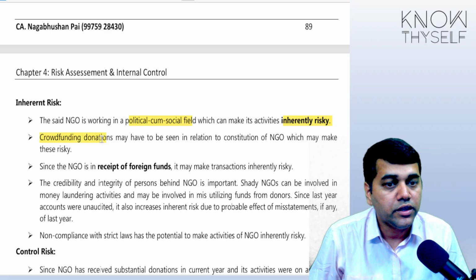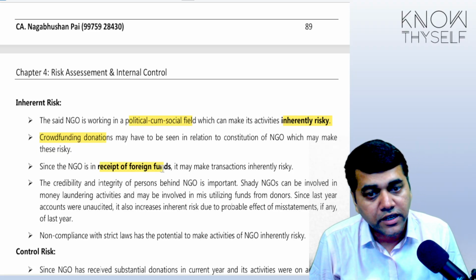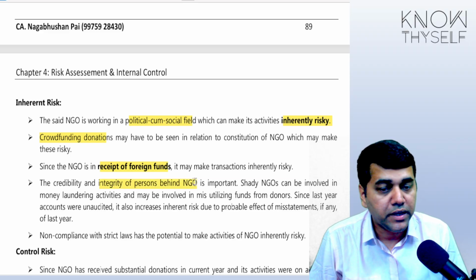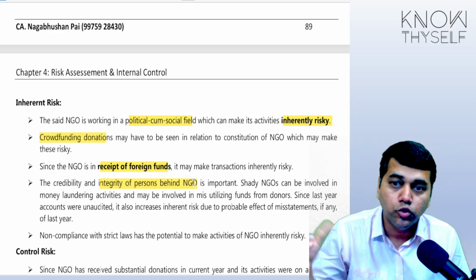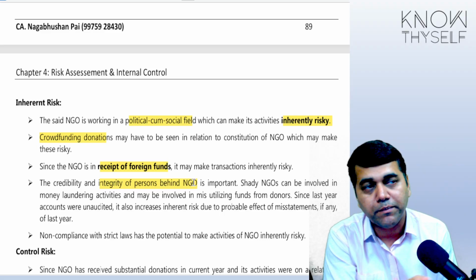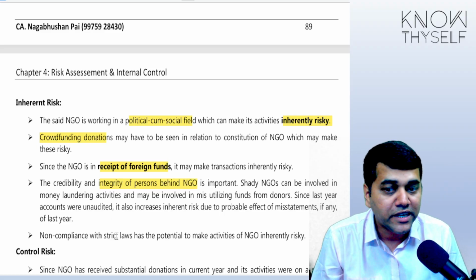Crowdfunding donation they are doing. Anonymous donations are happening now in the crowdfunding. On top of it, they are receiving foreign funds. Now, credibility of the person behind the NGO is very important, because if the rumors are coming, then tomorrow nobody will contribute. Tomorrow any crowdfunding happens, nobody will pay.